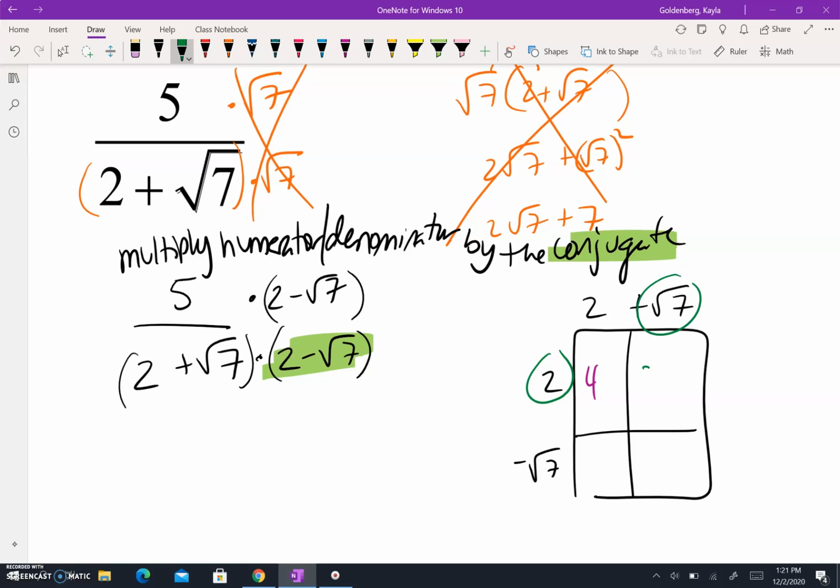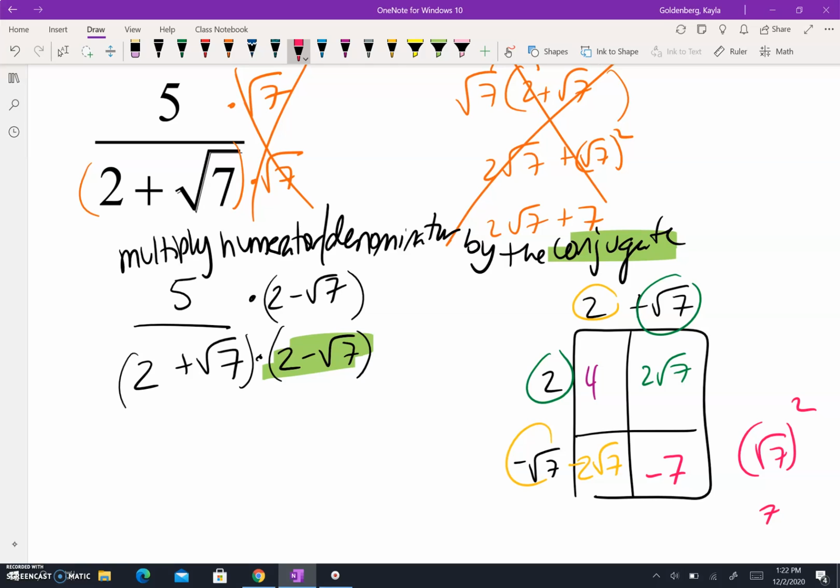2 and root 7 are going to make 2 root 7. 2 and negative root 7, negative 2 root 7. And then the root 7 and root 7 make a 7, right? That's root 7 squared, which is just 7, and a negative sign in front because 1 was negative.